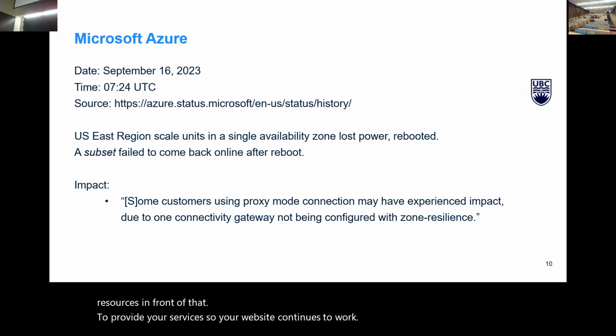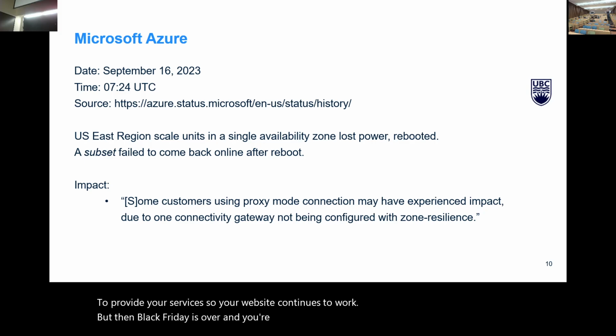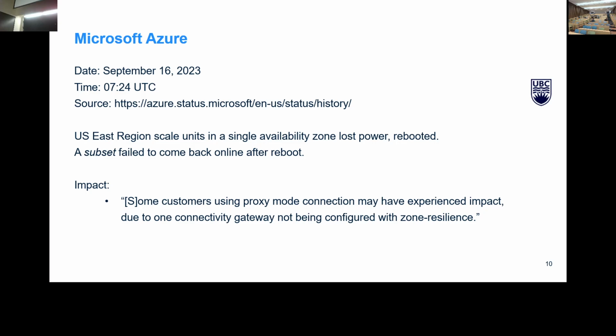But then Black Friday is over and you're special on, I don't know, mouse widgets, those are the things you feed your mice. You ran out. There's nothing else to buy. Nobody's interested. It's not Black Friday anymore. And so your scaling goes back down. And so the resources you're using go back down. So that's what their scale units are about. They lost power. Okay, power goes away. Happens all the time.